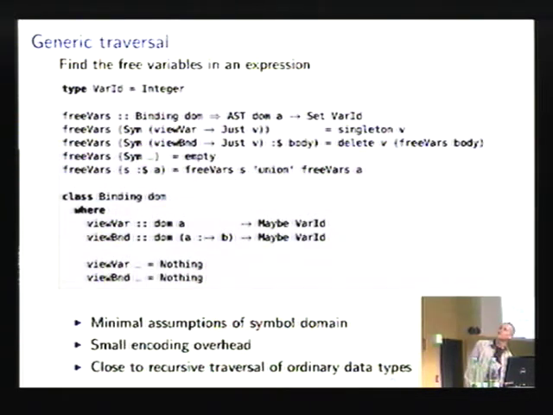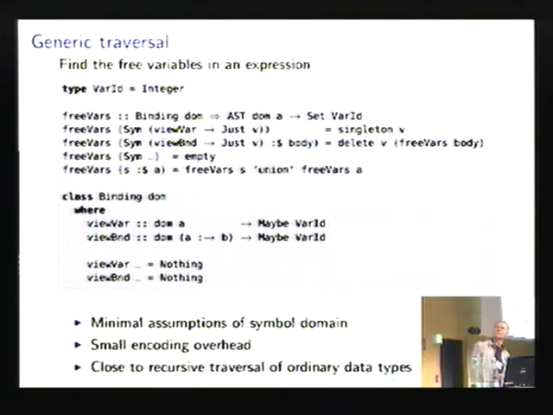Okay, so in the definition, we use view patterns to make it fit nicely in one pattern. If we have a variable, we return the singleton set with that ID. If we have a binder, which binds variable v in the body, we get the free variables of the body and delete v from that set. For any other symbols, we have the empty set, and if we have an application, we just take the union of the free variables of the sub-expressions.